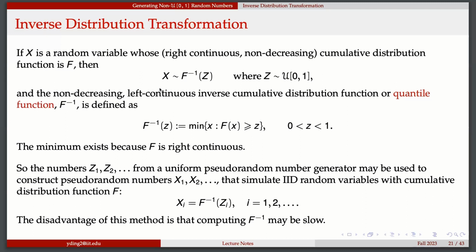So that's the idea. Why is it so important for this F to be right continuous? Because we hope the inverse can be left continuous, so we can find the minimum value of X. This looks a little bit complicated, but you can consider it as finding the smallest X that makes this cumulative distribution function greater than or equal to Z.